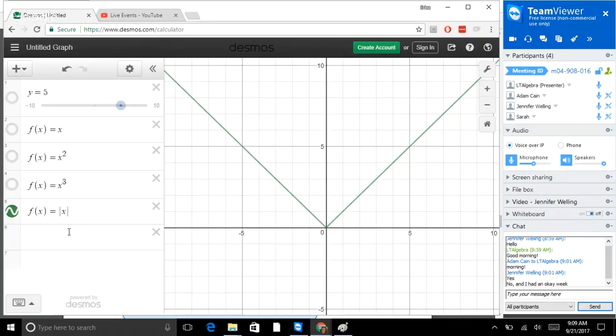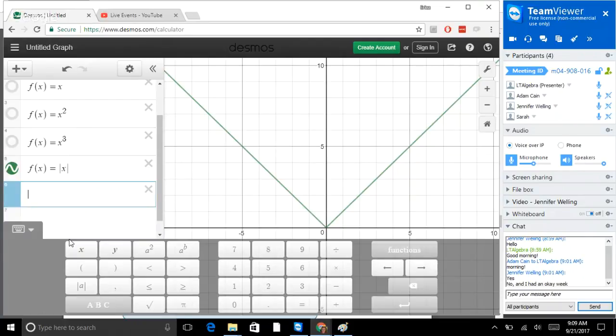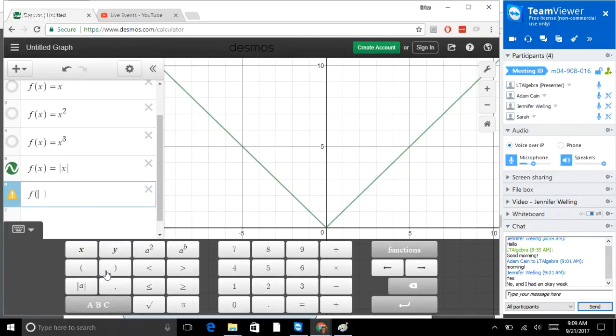And then the last one that they want us to recognize pretty easily is the square root function. So this one is a little special too.